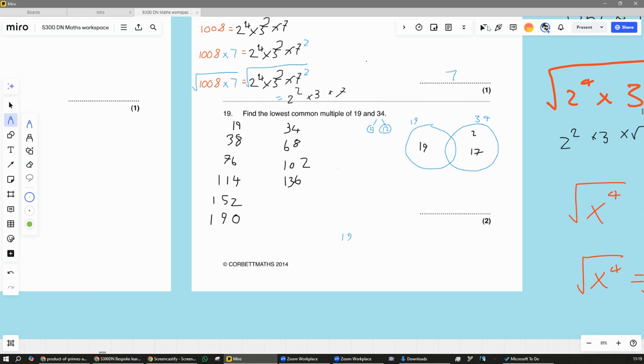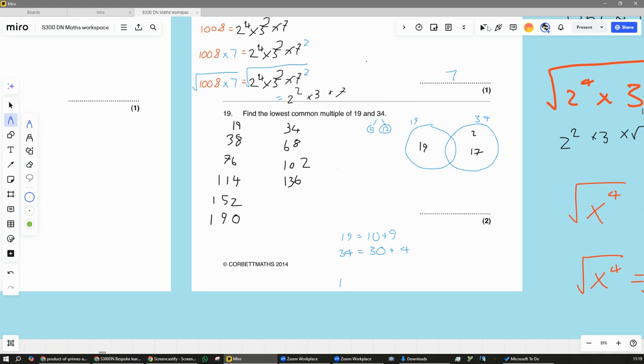So the first thing we're going to do is take 19 and note that 19 is simply 10 plus 9. Really what I'm doing there is separating it into the number of tens and the number of units. And I'll do the same with 34. So 34 is equal to 30 plus 4. So it's 3 tens and 4 units.